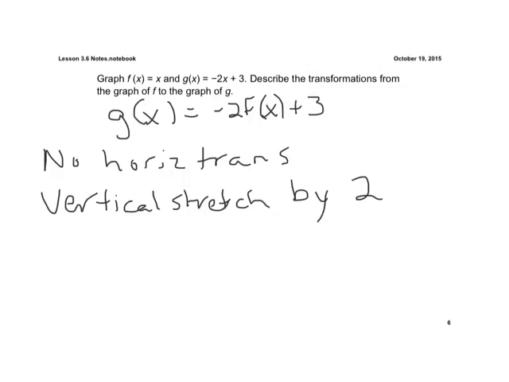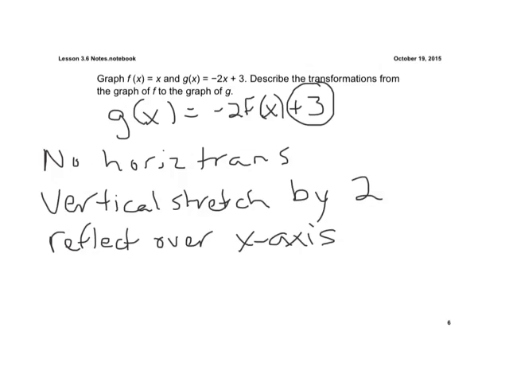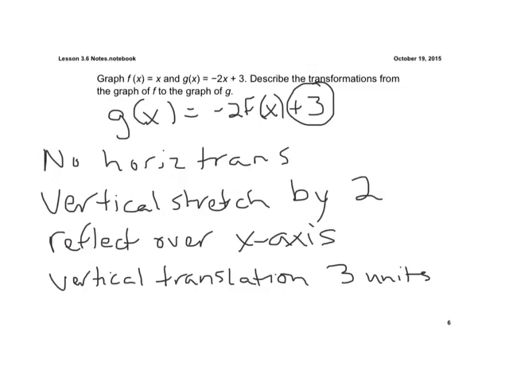Step 3, we're looking for reflections. Remember, we look for if that's a positive or a negative out there. It's a negative, so we know it is going to reflect over the x-axis. And last step here, we're looking for vertical translations. That's where we're looking for the k, the number out back. Since it says plus 3 right here, that's a vertical translation. Since it's a positive 3, that whole graph is moving 3 units up.